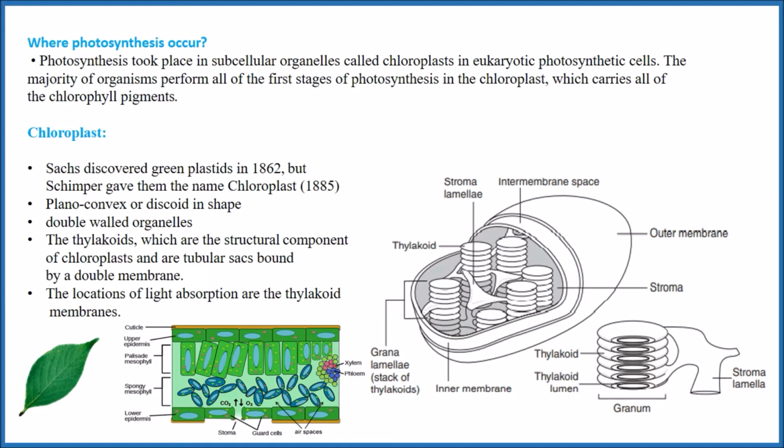Photosynthesis occurs in chloroplast. So what is chloroplast? Chloroplast is a green plastid found in plants. All the four stages of photosynthesis occur in chloroplast because it carries chlorophyll pigment. So what is the location of the chloroplast?